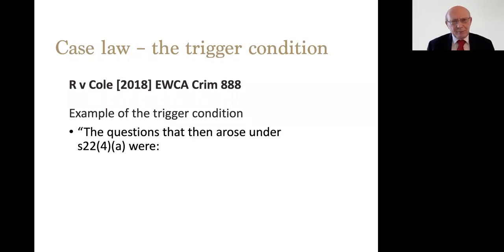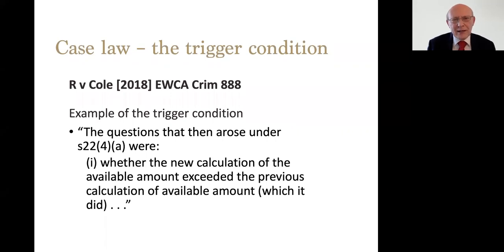In relation to the section 22 on the old order, the court looked at the requirements of section 22, and as the Court of Appeal notes, the questions that then arose under section 22(4)(a) were, number one, whether the new calculation of the available amount exceeded the previous calculation of the available amount, which it did in Mr. Cole's case. What Mr. Cole had done, he rather messed up as well, in that he had, at the time of the original confiscation order, a very expensive watch worth a couple of £1,000, and he also had an interest in a couple of residential properties. The interests in the properties were valued, the watch was valued, and the total came to be his available amount at the time. His benefit was much, much higher.